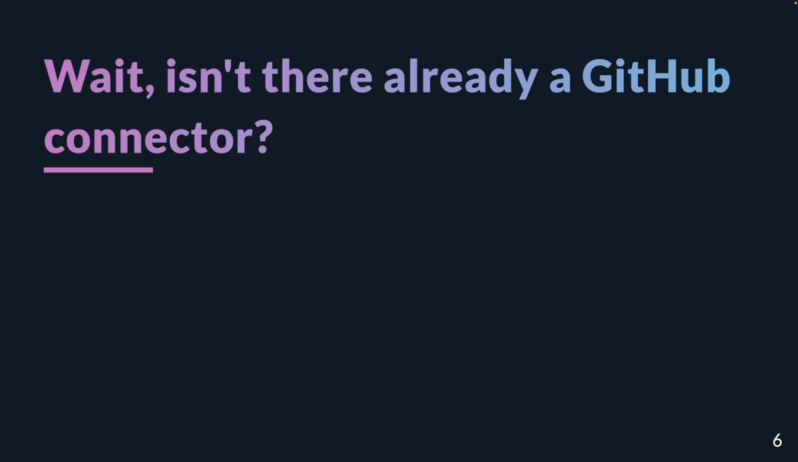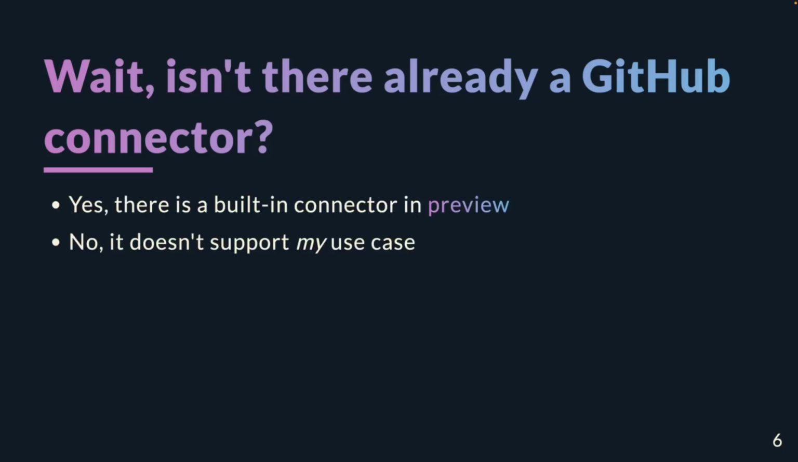Wait, isn't there already a graph connector now? Before I started this, I did have a quick look, and there is one, but one, it's in preview, and two, it doesn't really do what I want it to do. The bits that I'm interested in with GitHub, as a developer, aren't necessarily the bits the built-in connector is actually surfacing. So hence why I built this.